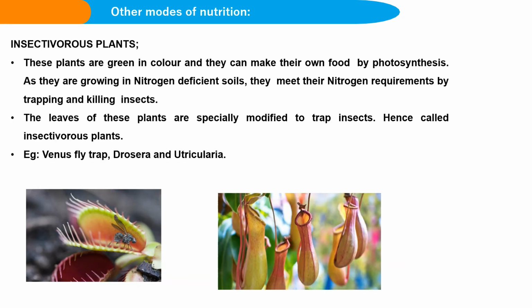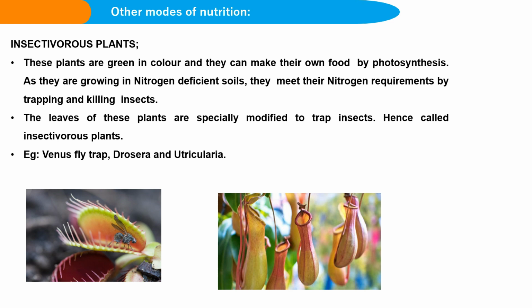And the next one is insectivorous plants. Generally, we know that animals feed on plants, but here the plants trap the insects. They kill the insects. What for? Generally, these plants are green in color. That means they can prepare their own food by photosynthesis. But as they are growing in nitrogen deficient soils, they meet their nitrogen requirements by trapping.